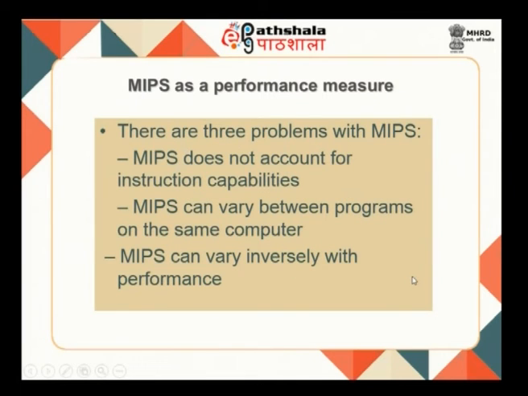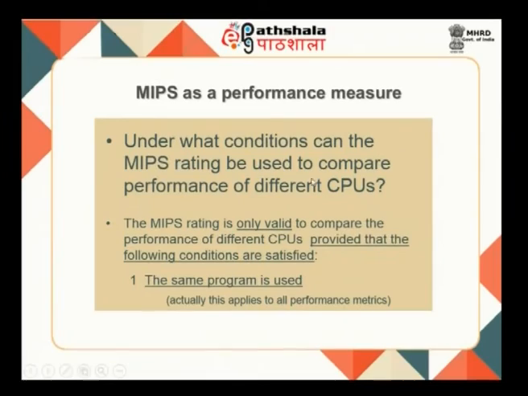Now, there are three problems with MIPS. MIPS is not a consistent measure of performance. MIPS does not account for instruction capabilities. MIPS can vary between programs on the same computer, and MIPS can vary inversely with performance. So, MIPS is not a very consistent measure of performance, and the CPU execution time is the only consistent measure of performance. So, under what conditions can the MIPS rating be used to compare performance of different CPUs?